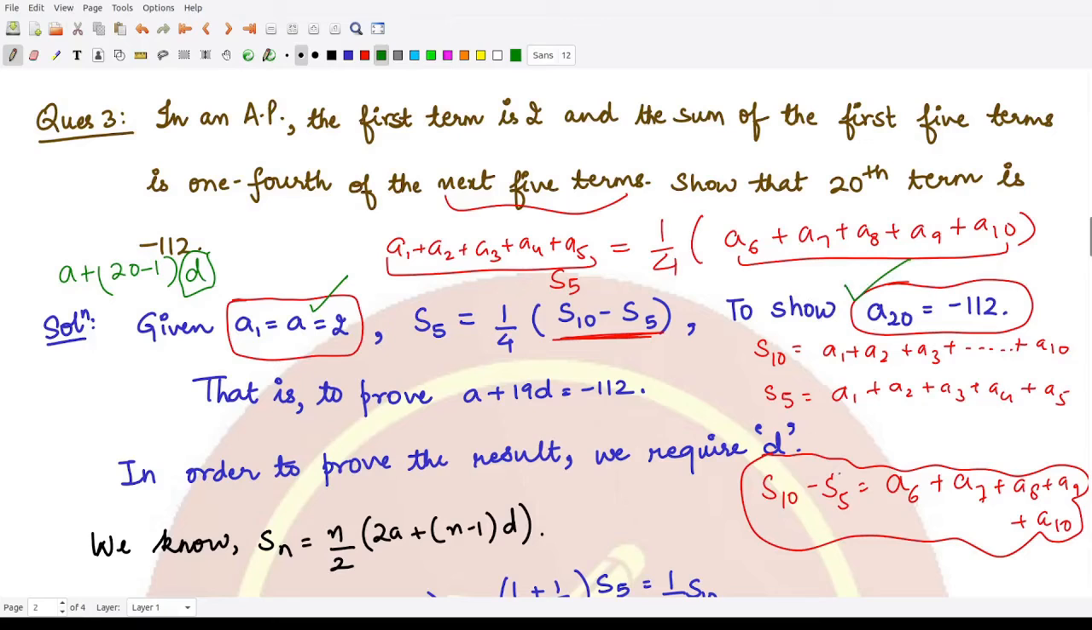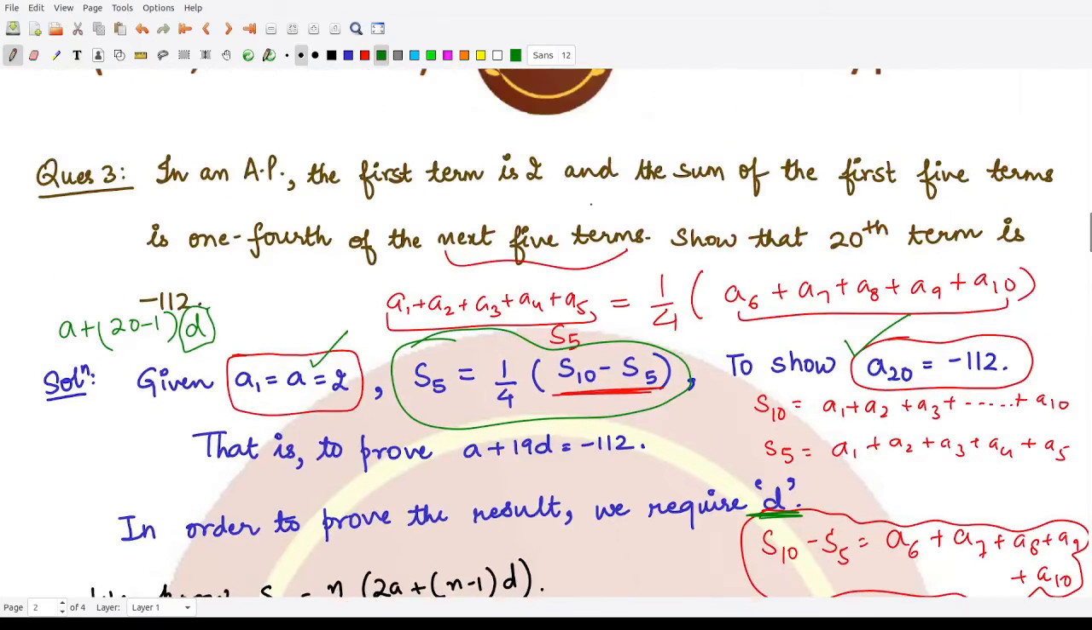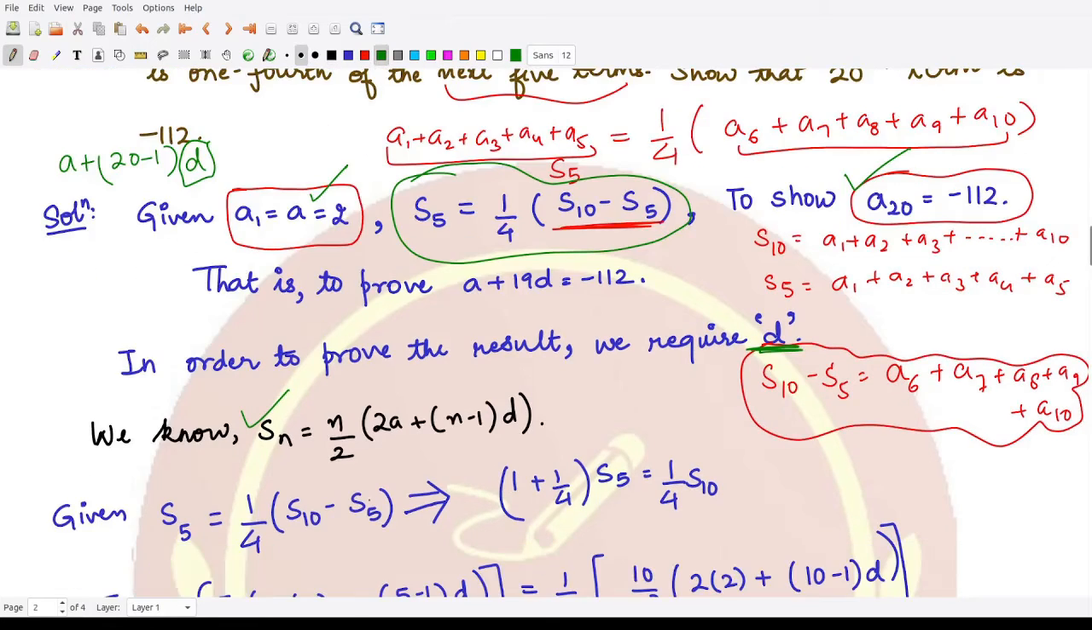So how do we calculate this D? In order to calculate D, we have to solve this expression. Now you know the formula, because here the last term is not given to us, so we will make use of this formula: Sn is equal to n by 2 times 2a plus n minus 1 times D. Now we have this as the given equation: S5 is equal to 1/4 times S10 minus S5.